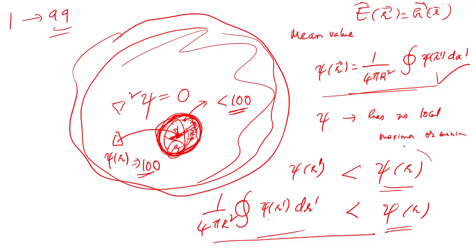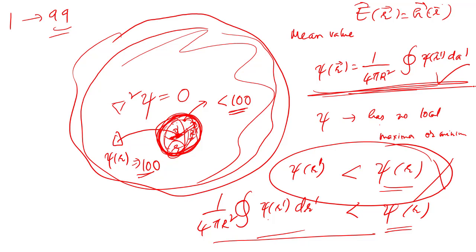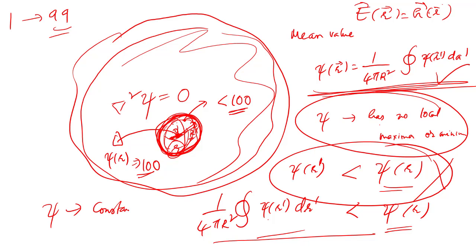So then our supposition that psi of r is a local maxima or a local minima is wrong, because if it is a local maxima or minima, then the mean value theorem is violated. And we know that the mean value theorem is right because we proved it. And so there cannot be a local maxima or minima for psi. And if there are no local maxima or minima, then psi must be a constant, because it should be the same value everywhere within this volume. So del square phi within this volume, the specific solution for this is psi is a constant.